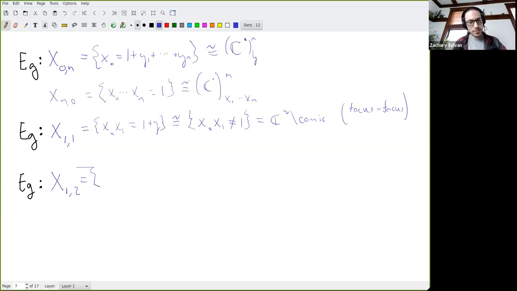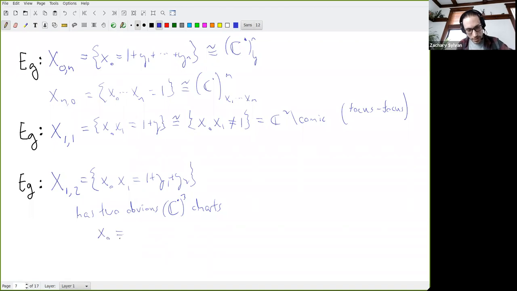So now x12, whoops. So that's x0, x1 equals 1 plus y1 plus y2. I'm not going to fully describe this, but I'm going to observe that it has two obvious C star cubed charts, and they're given by x0 is non-zero and x1 is non-zero.